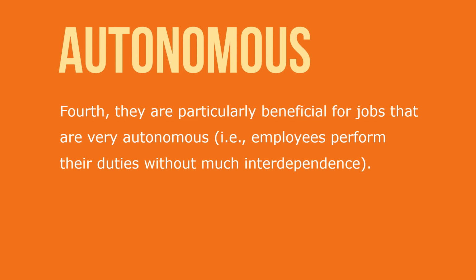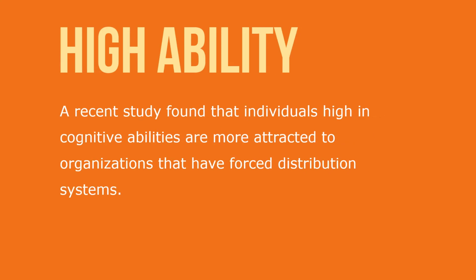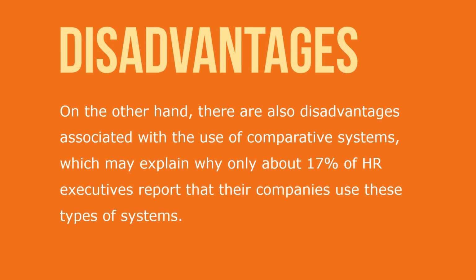Fourth, they are particularly beneficial for jobs that are very autonomous, like employees who perform their duties without much supervision. A recent study found that individuals high in cognitive abilities are more attracted to organizations that have forced distribution systems. To them, it's a signal that the organization values high achievement and they expect to benefit directly from this type of system. On the other hand, there are also disadvantages associated with the comparative system, which may explain why only about 17% of HR executives report that their organizations use these types of systems.